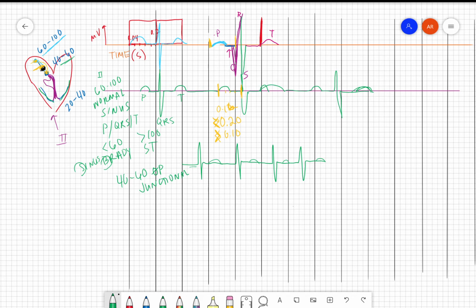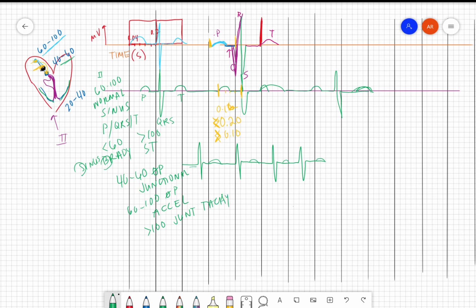Now, if the junctional rhythm is faster than 40 to 60, say the rate is actually 60 to 100, if the rate is 60 to 100 but it's junctional with no P waves, that's what we call accelerated junctional rhythm. If that rhythm is greater than 100 beats per minute, we call that junctional tachycardia.